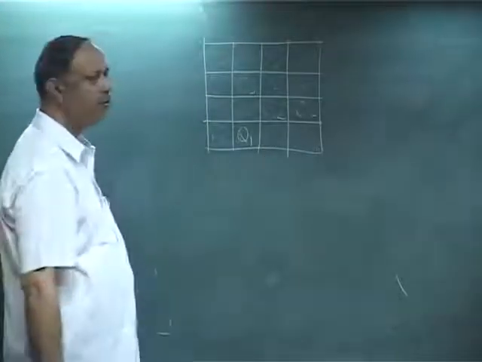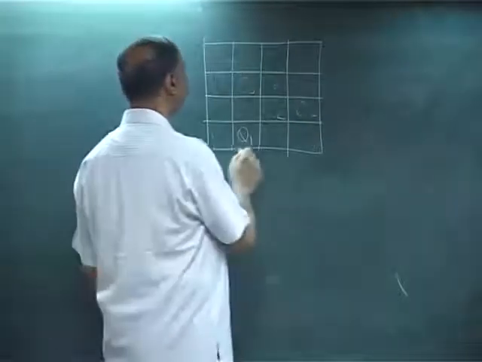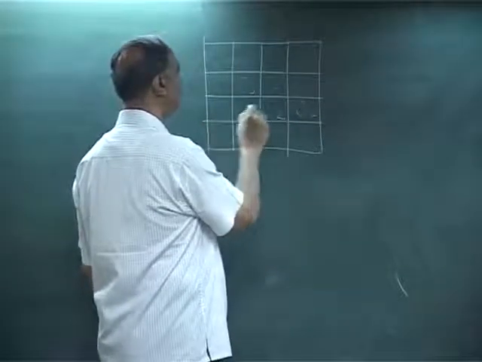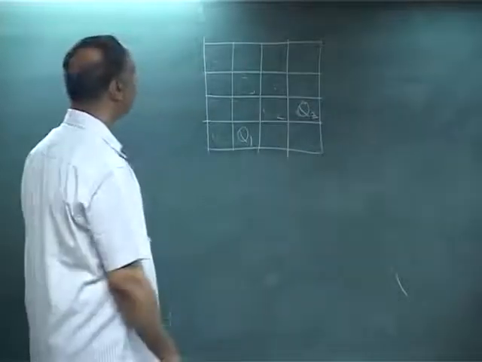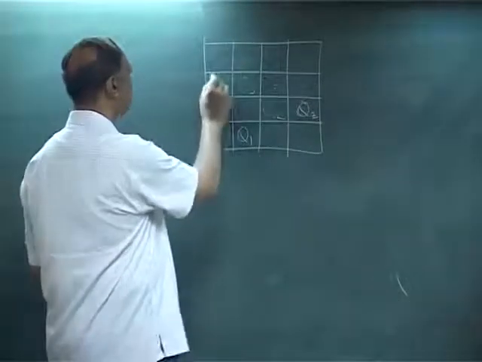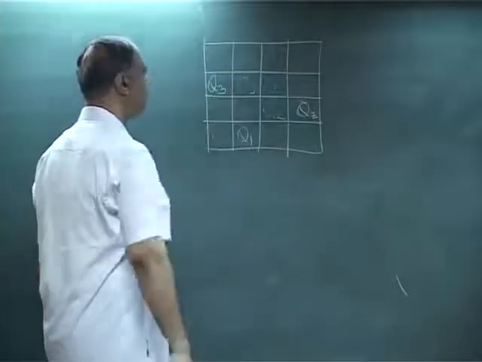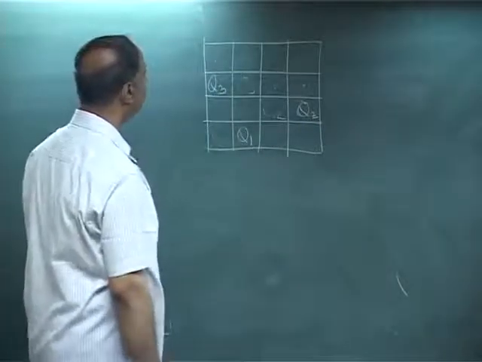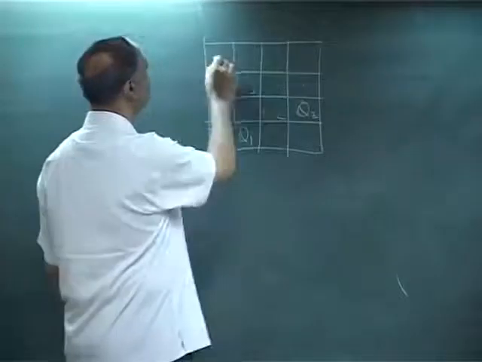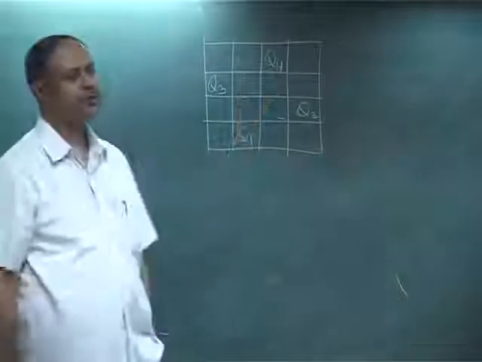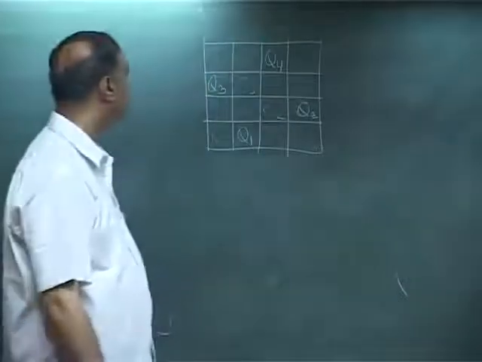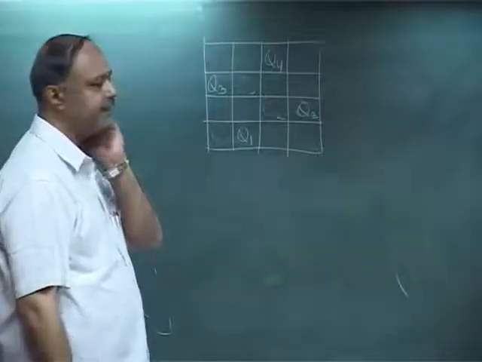Now if I put Q1 here, where shall I put Q2? I cannot put it here, here, or here, but I can put it here. Now where can I put Q3? I can put it here. If I put Q3 here, Q4 I can put here. So you observe that you get a solution where no queens are attacking each other.